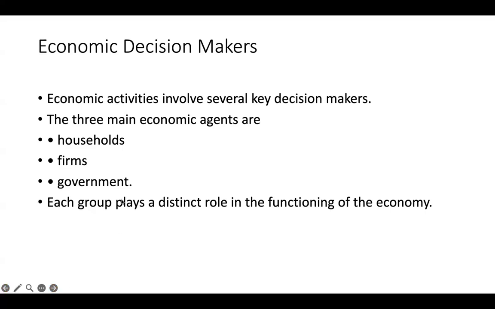So with economic decision makers, we have the three main economic agents. We have the household, the firm, and the government. Each group performs a specific task in an economy. The household acts as a consumer of goods and services, while the firm acts as a producer of goods and services. The government regulates their activities and provides public services as well as public goods. Each group plays a distinct role in the function of the economy.